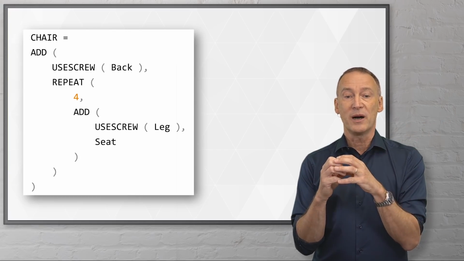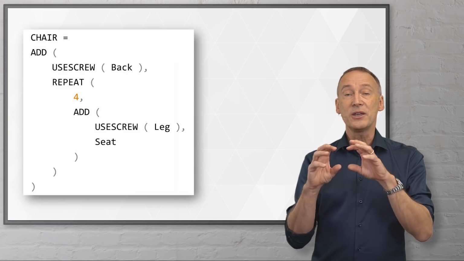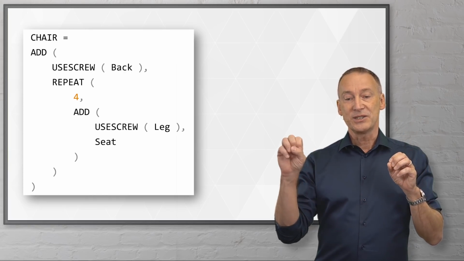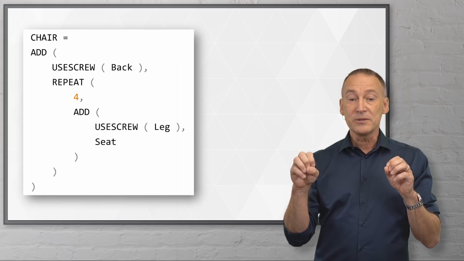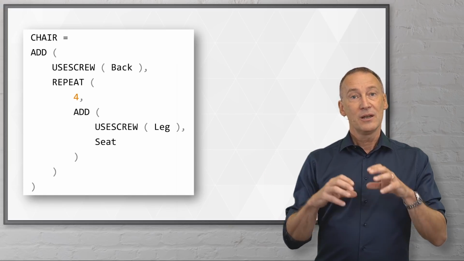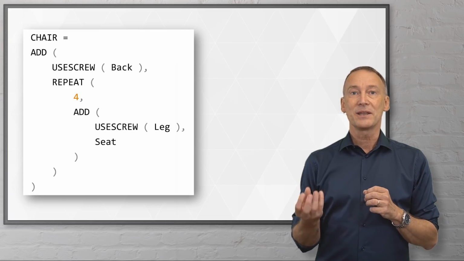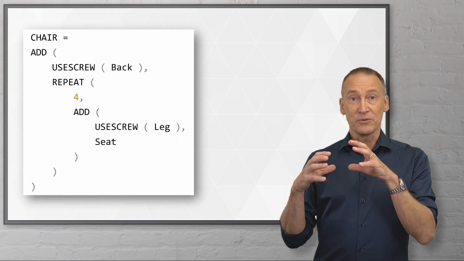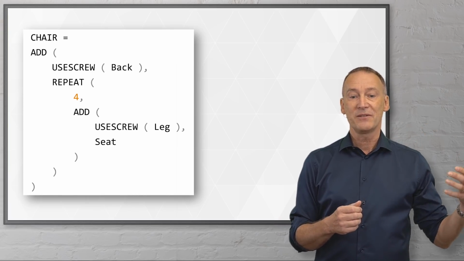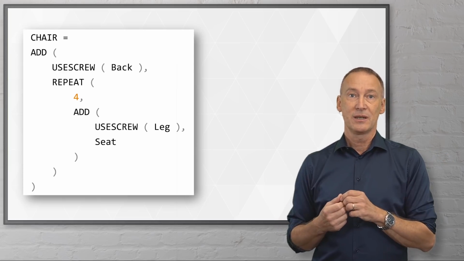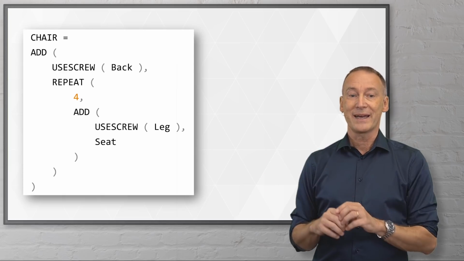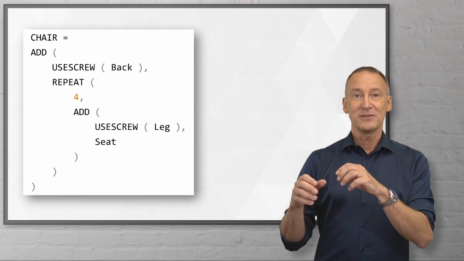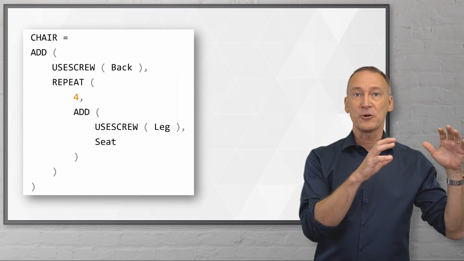You start from the innermost part. The innermost part is seat, and then useScrew leg. And then we have the add function. Add says, hey, take a leg, add a screw to it, and use it to add the leg to the seat. What you have as a result is a leg that is attached to the seat. Repeat this 4 times, once for each leg. Once you finish this repeat statement, you end up having the seat with the 4 legs attached. And then you use a screw with the back in order to add the back of the chair to the seat that already has the different legs. And at this point, you have built a complete chair.